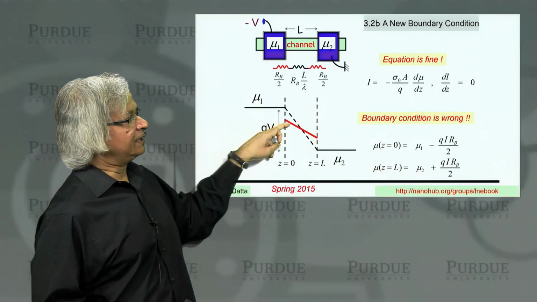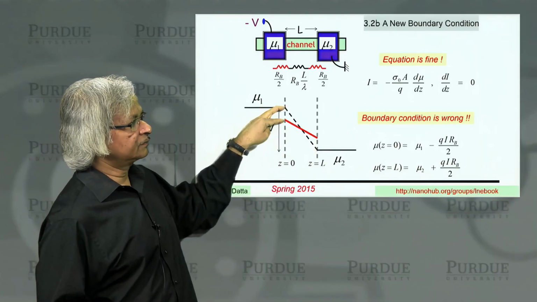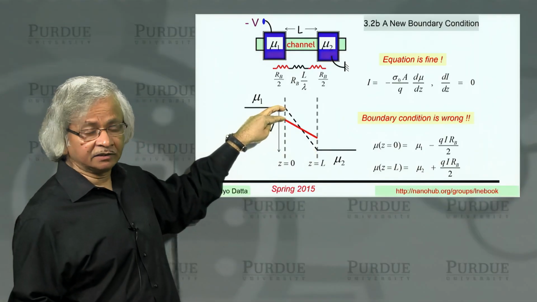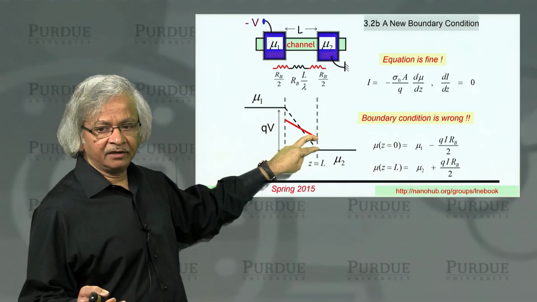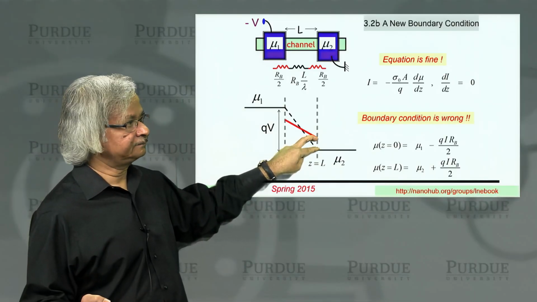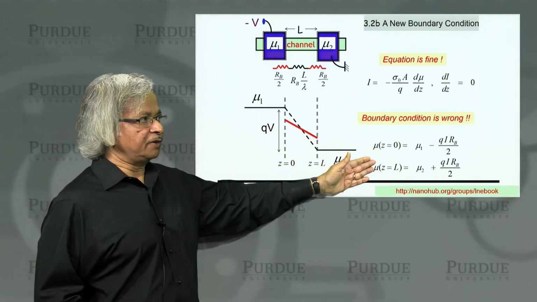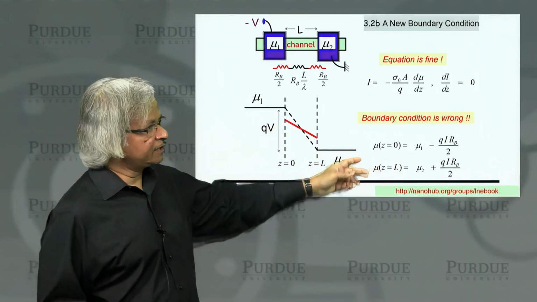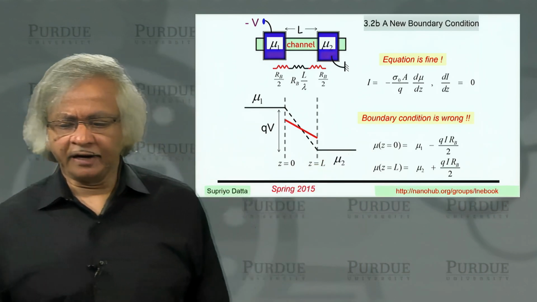But it doesn't start at mu1 and end at mu2. It starts a little below, and how much below depends on the current, and it ends a little above. How much above depends again on the current. See? So this is the new boundary condition that we are arguing we should be using. And once you use that, what I'd like to show you is you do get the right answers.